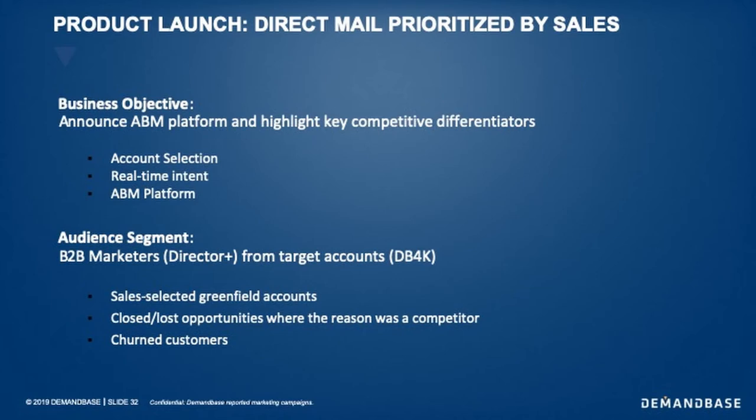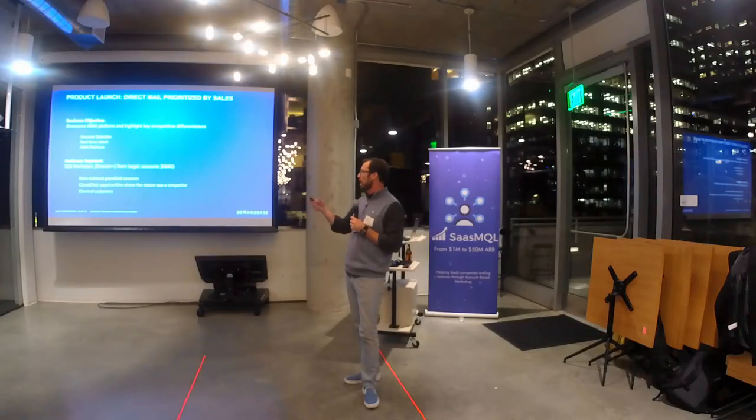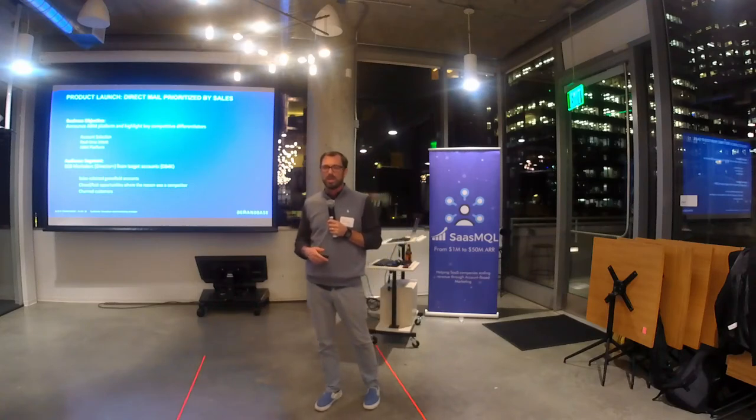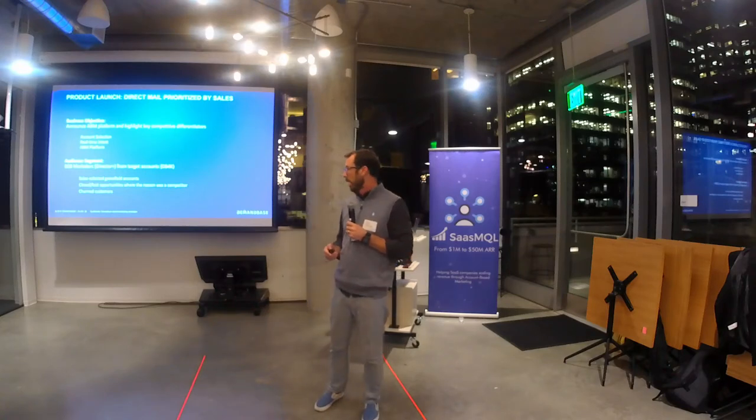Who are we going to send it to? We want to make sure we're going to our target accounts, and again we find the buying team, beyond just the influencers, the decision makers or the heavy influencers, directing them on most of our accounts. So those were the audience we wanted to send them to. And then we had our sales team select some greenfield accounts. And we also said, let's throw in a couple of deals we lost, because we lost to a competitor, the platform should be a new enticing thing to get them to come back.